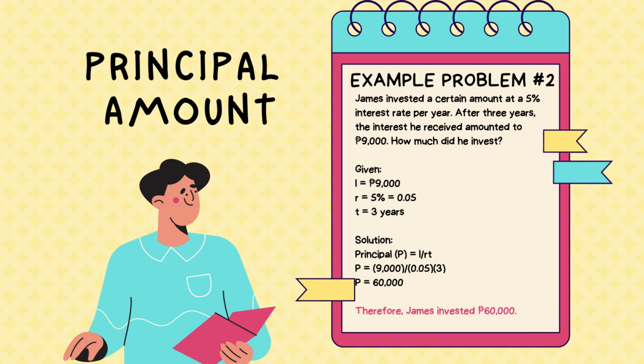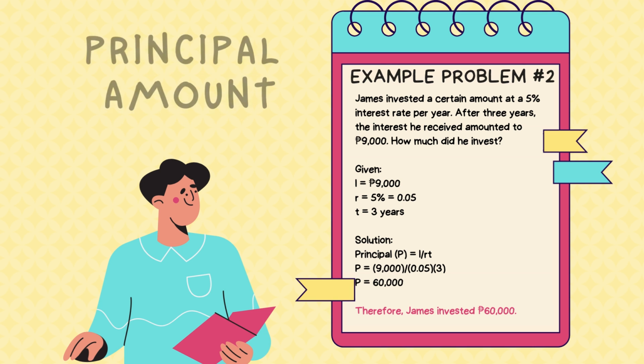Example problem number 2. James invested a certain amount at a 5% interest rate per year. After 3 years, the interest he received amounted to 9,000 pesos. How much did he invest? Given that the simple interest is 9,000, the rate is 5%, and the time is 3 years, we are tasked to solve for the principal amount. Using the principal amount formula, that is simple interest divided by the rate times time, and substituting the values in the formula, we get 60,000 pesos. Therefore, James invested 60,000 pesos.